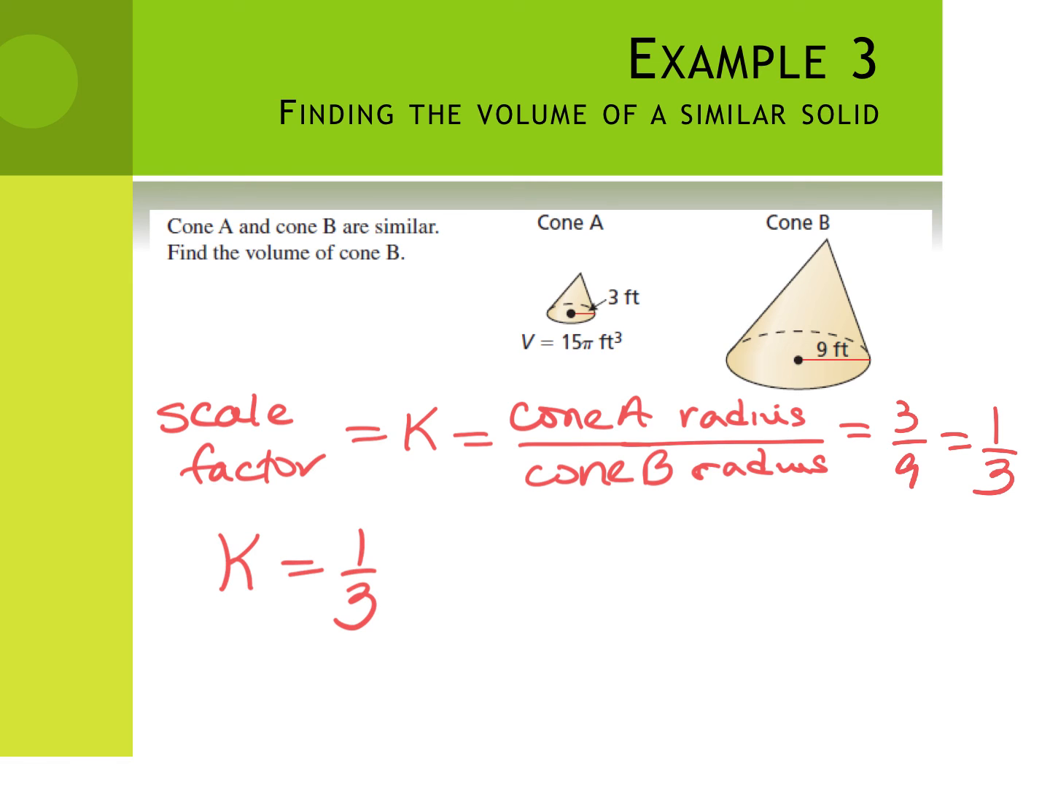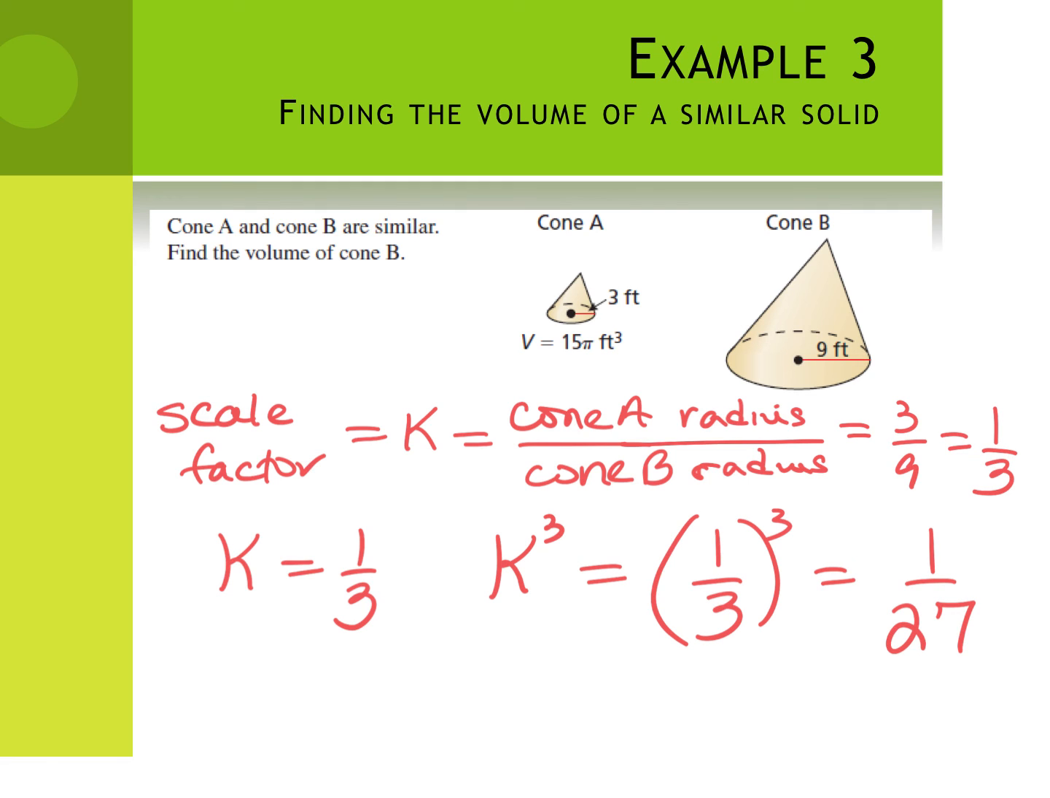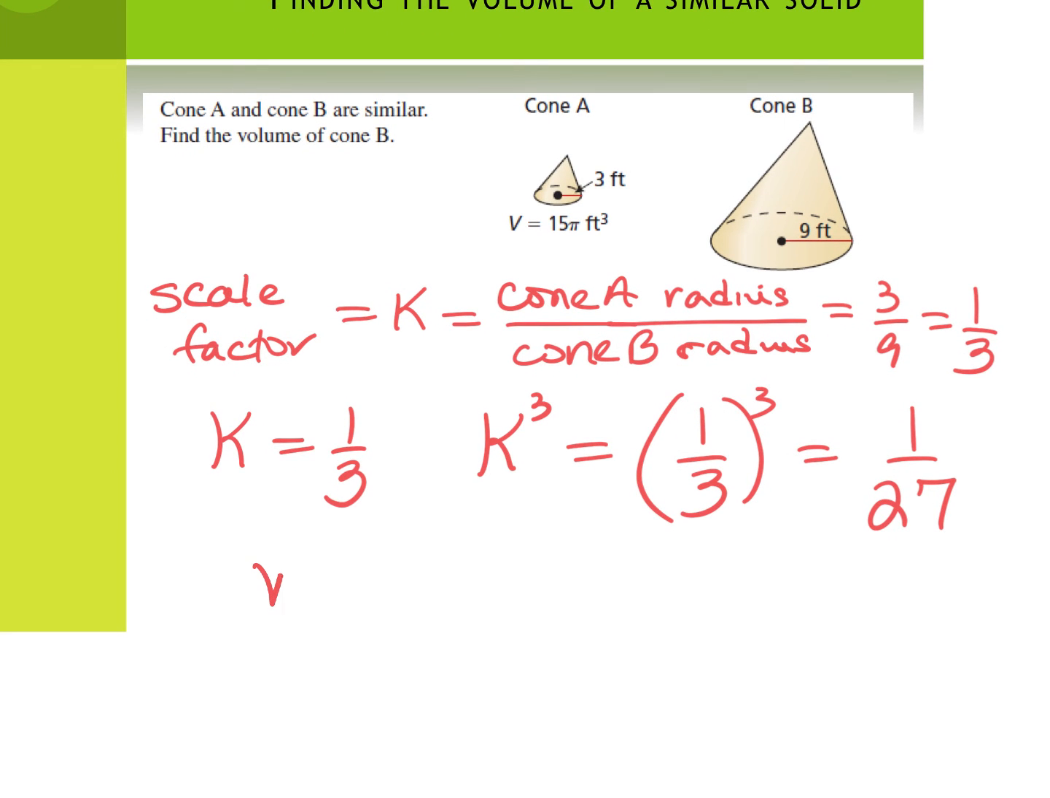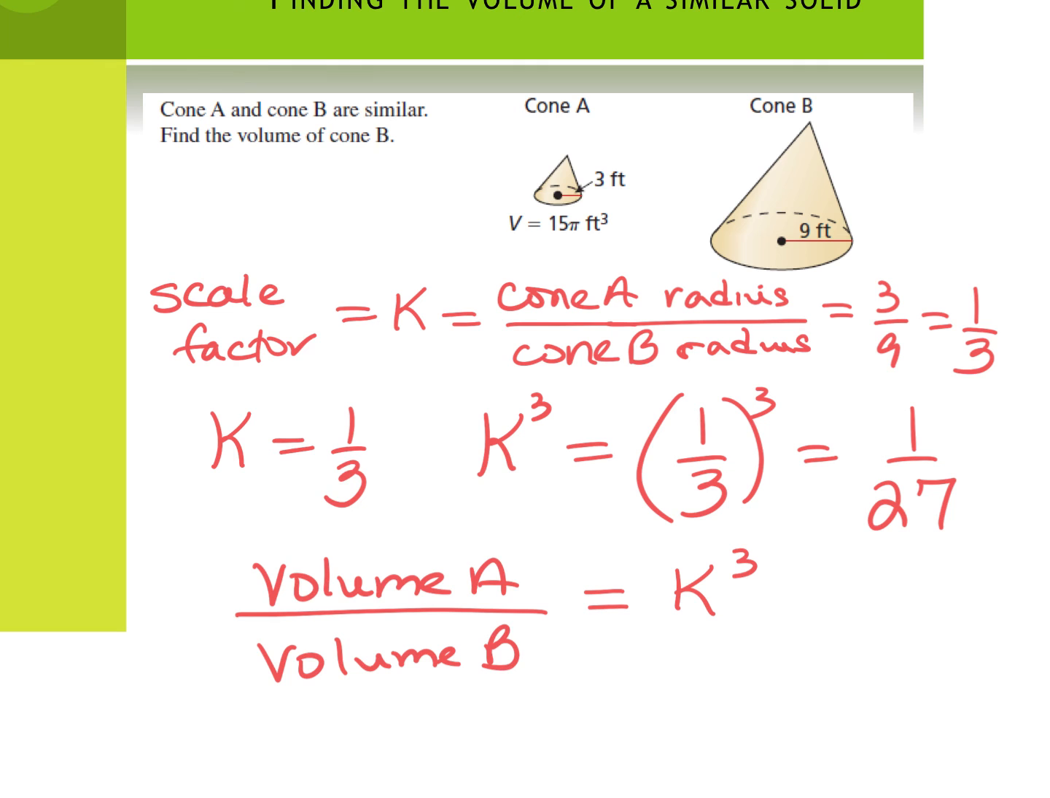But for volume, we need to take that K and cube it. So I'm going to raise 1/3 to the third power, and K cubed is 1/27. I'm now going to use that K cubed to find the missing volume. So I'm going to be setting it up as volume of A over volume of B. Now, if you would have found your K by doing B over A, then you would have set up the volumes the same way. And I'm going to set this equal to the K cubed.